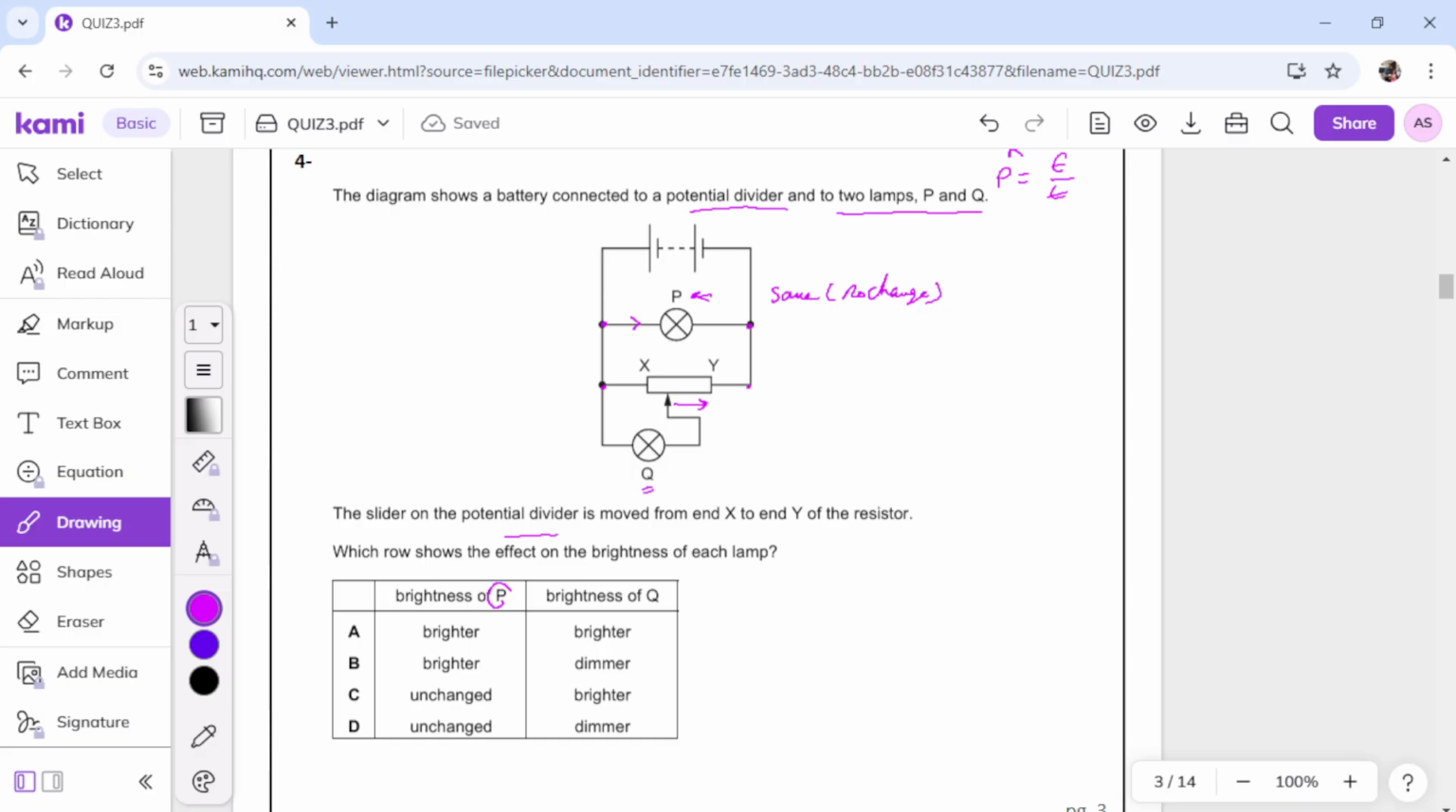What about lamp Q? Lamp Q, brightness depends on what? It depends on the voltage of Q. And the voltage of Q increases. Why? Because as you move the slider to the right, what happens to this resistance X? Resistance X will increase. And as resistance increases, this voltage will also increase. If this voltage increases, the voltage of Q also increases, so the brightness of Q is increased. So this is why we choose unchanged and brighter.